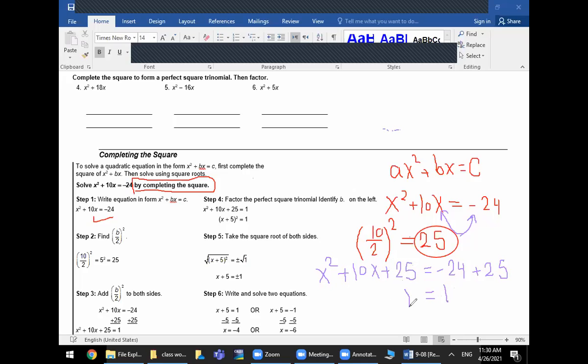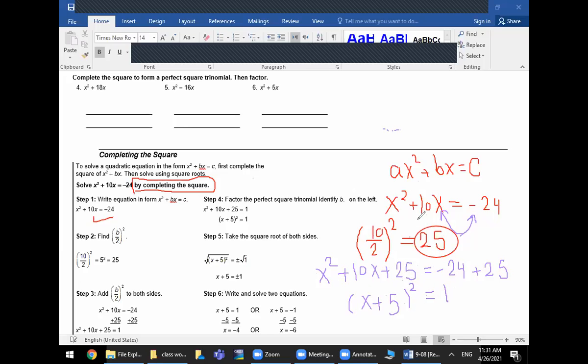Now I want to write this one as a perfect square. Then how? Root first, it will be x. In the middle, the sign. Root last, it will be 5. This one will be all to the power of 2.